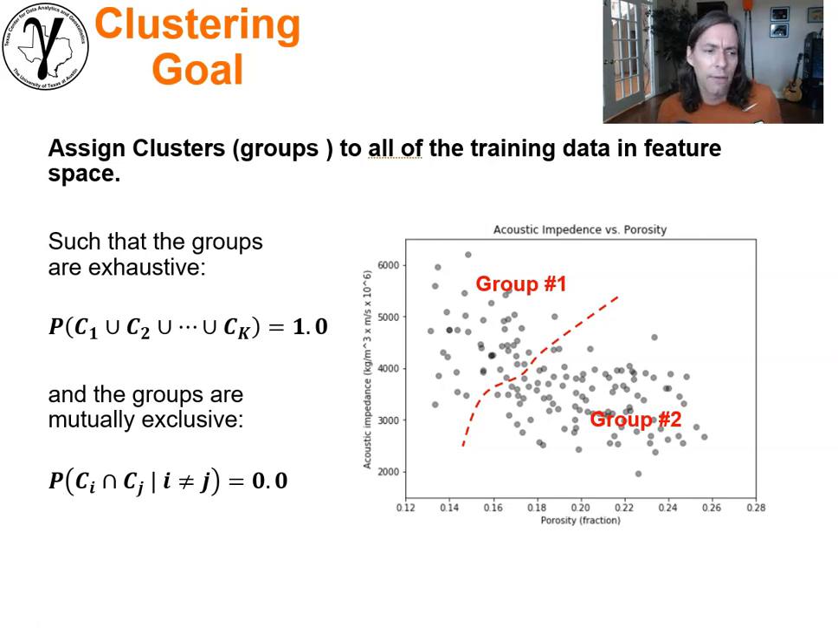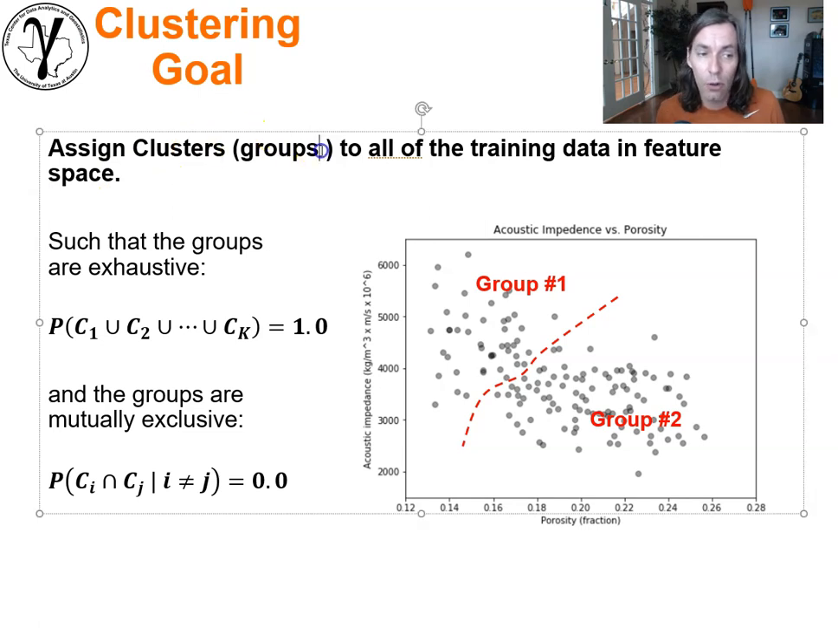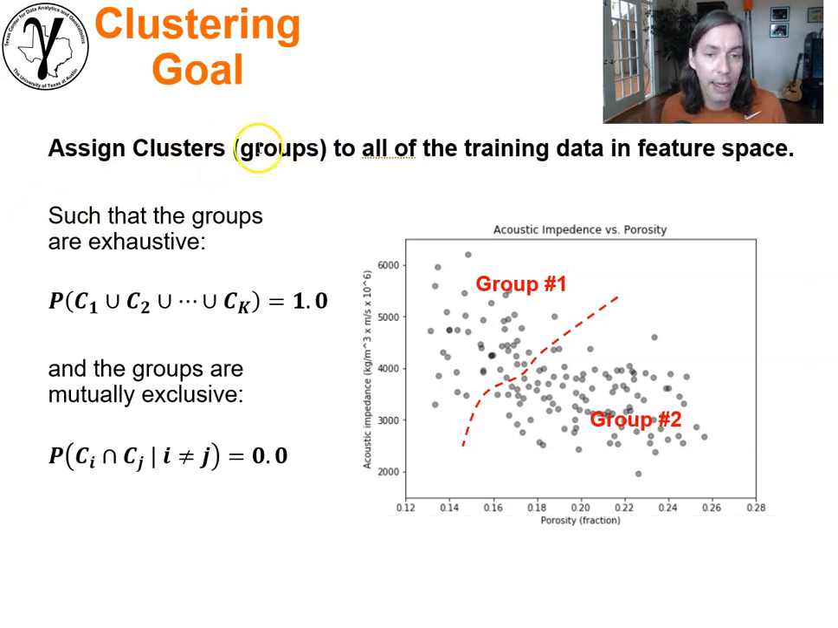So what's the goal of clustering? What are we actually trying to do? We're trying to assign clusters or groups to all of the training data in the feature space, such that the groups are exhaustive. All of the data belong to one of those clusters. In other words, the probability union of all clusters is going to be equal to 100% in general. Now, there are some other types of methods aside from K-means clustering that will accept outliers. In other words, some data are left unassigned, but this is the case for any K-means clustering type of approach.